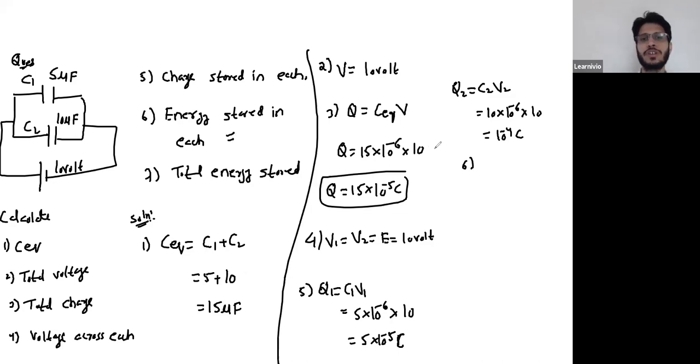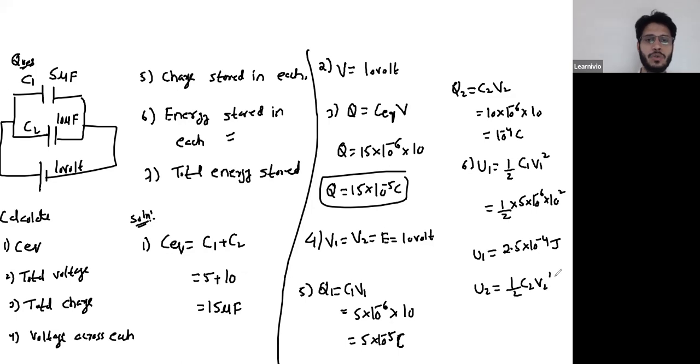Part 6. You need energy stored in each capacitor. So U1 is half C1 V1 square. C1 is 5 into 10 raised to the power minus 6 into V1, which is 10 square. So it comes out to be 2.5 into 10 raised to the power minus 4. Similarly, you can calculate U2, which is half C2 V2 square. And you can calculate total energy just by adding them, U1 plus U2. Is it clear? Any doubt in any part?